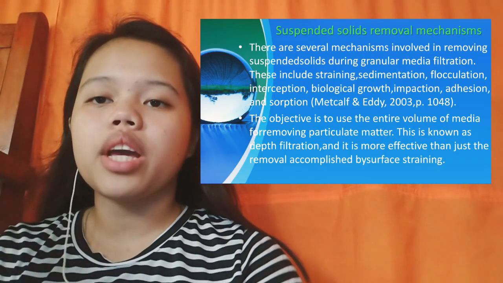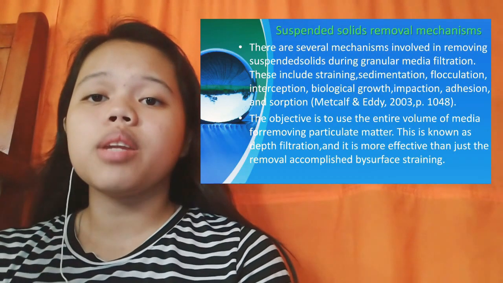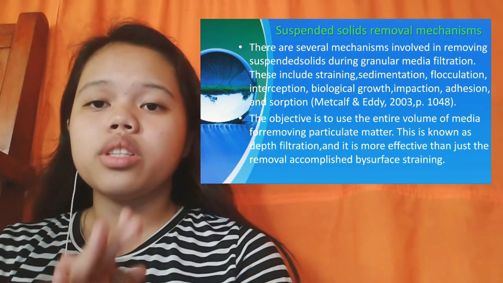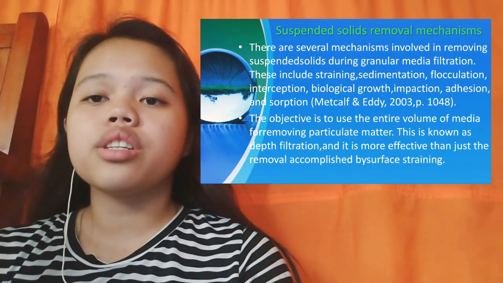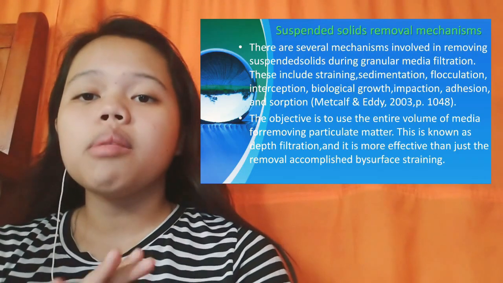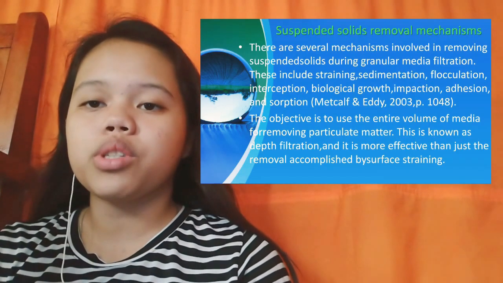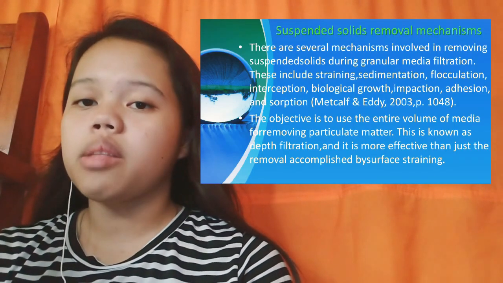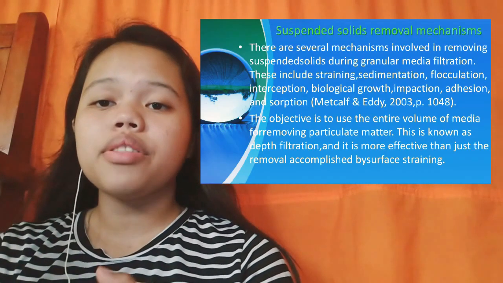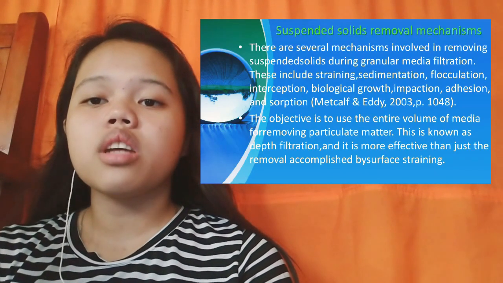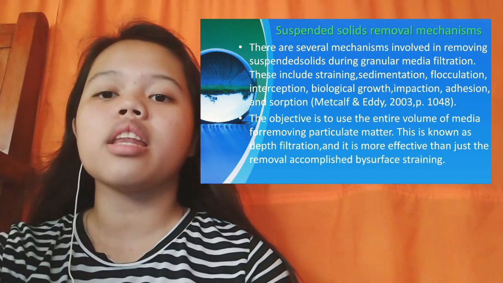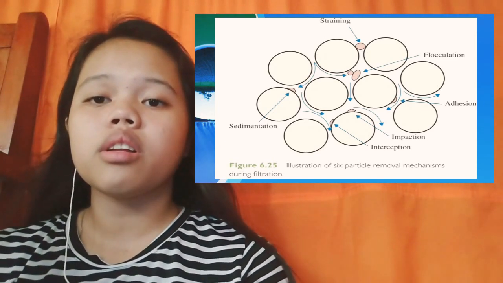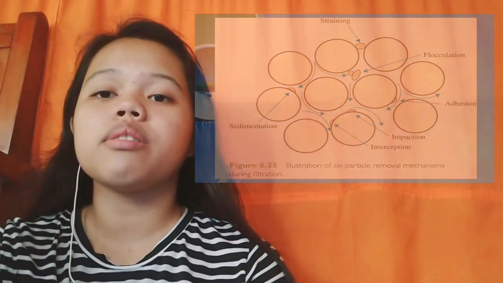Suspended solids removal mechanisms. There are several mechanisms involved in removing suspended solids during granular media filtration. This includes straining, sedimentation, flocculation, interception, biological growth, impaction, adhesion, and sorption. The objective is to use the entire volume of media for removing particulate matter. This is known as depth filtration, and it is more effective than just the removal accomplished by surface straining. Figure 6.25 shows an illustration of six particle removal mechanisms during filtration.